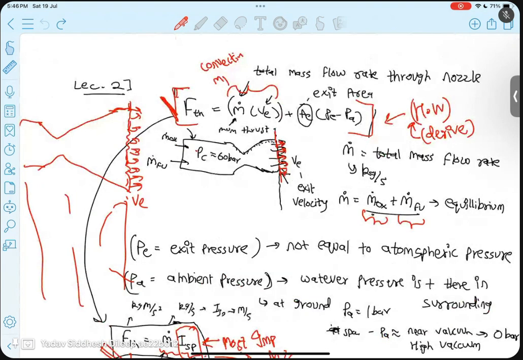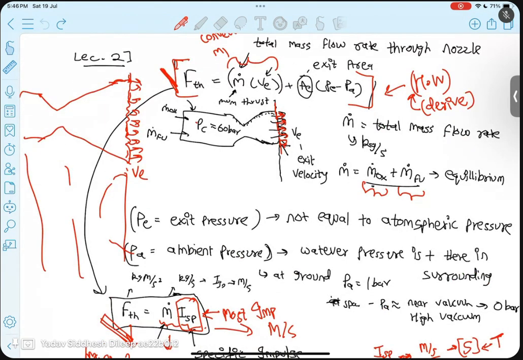When it is equal, it is called the optimal condition, and when it is different, you have a pressure thrust that is affecting your rocket in a negative way. Here you can see it is a plus, but it is actually affecting in a negative way. So that is the main concept. Your thrust is maximum when your exit pressure equals the ambient pressure.